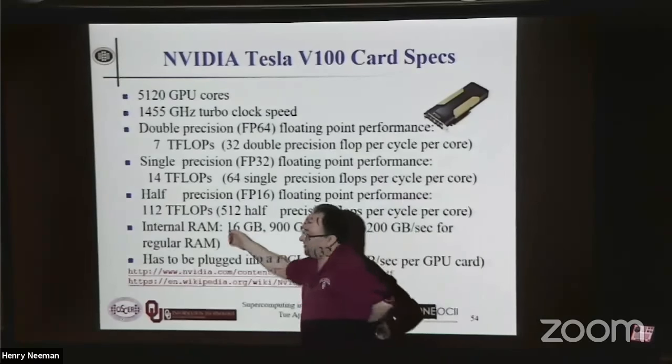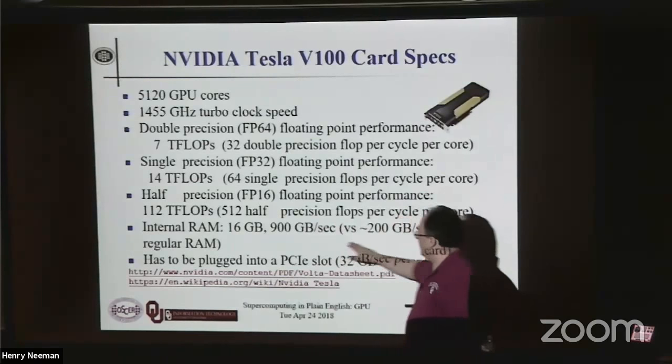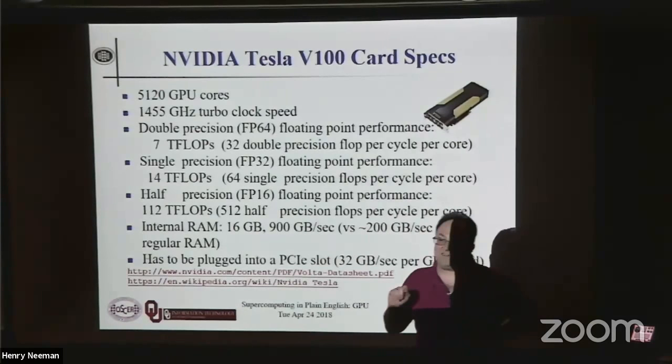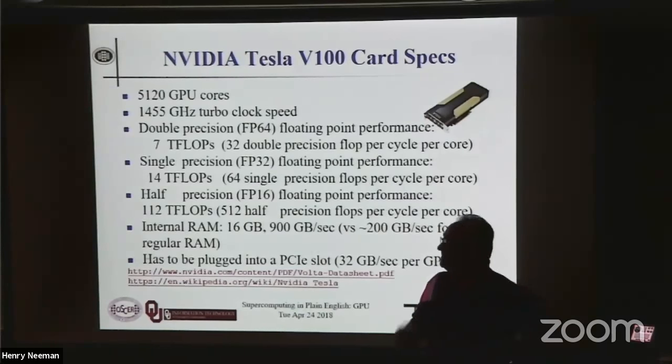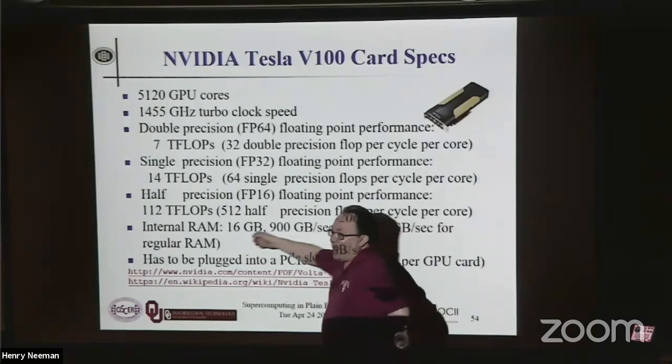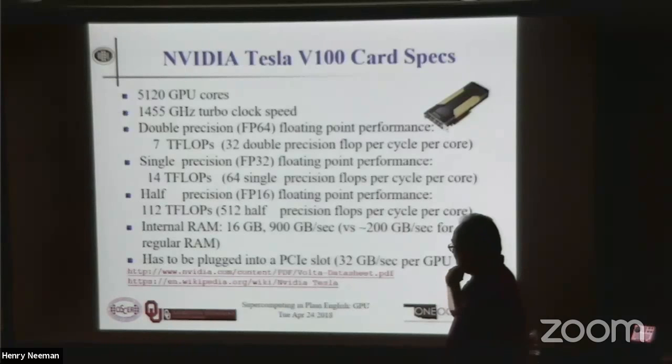Now inside the card you get 16 gig of RAM, and that RAM is super fast, 4.5 times as fast as the RAM in your server. So that's awesome. And it's quite a bit of it, 16 gig, that's not bad. That's a lot of RAM, and it's super fast RAM.